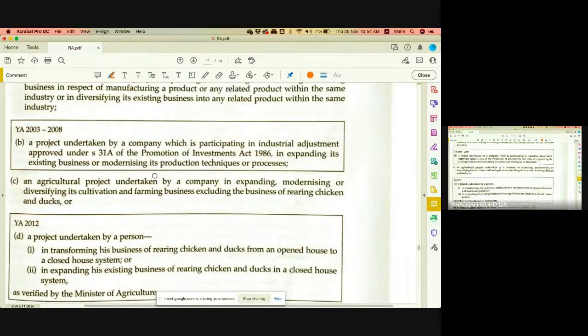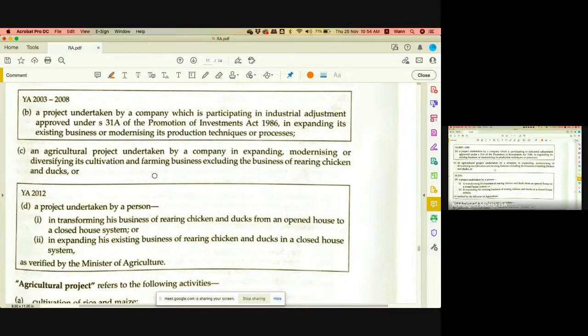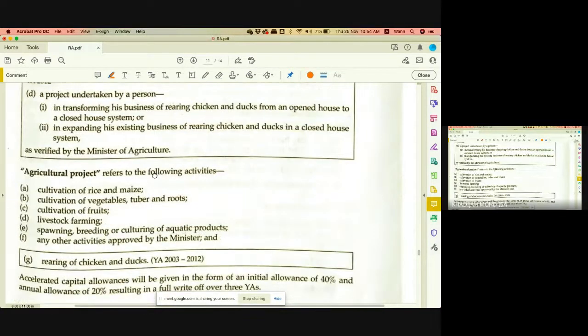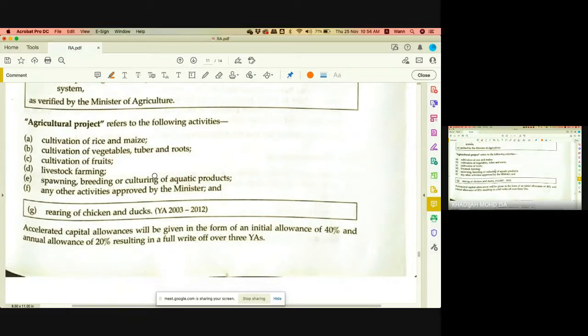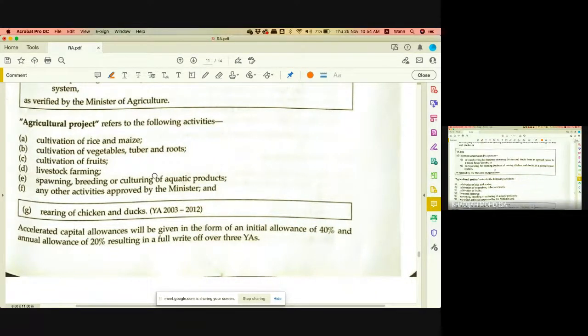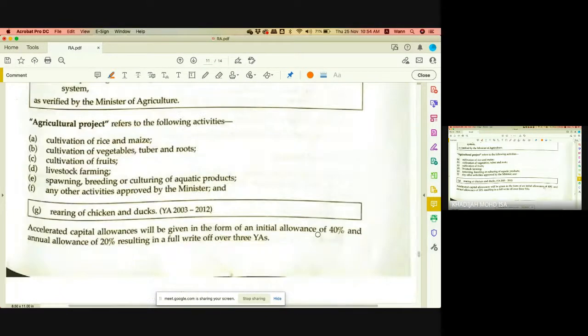The other one is the agriculture project undertaken by a company in expanding, modernizing, or diversifying cultivation and farm business, excluding the business of rearing chicken and ducks. Okay, agriculture project refers to cultivation of rice and maize, vegetable, tuber. I think that this one is a repetition. All right, so for these, what it says is that you get initial allowance 40%, 20%. So this is the CA, yeah.